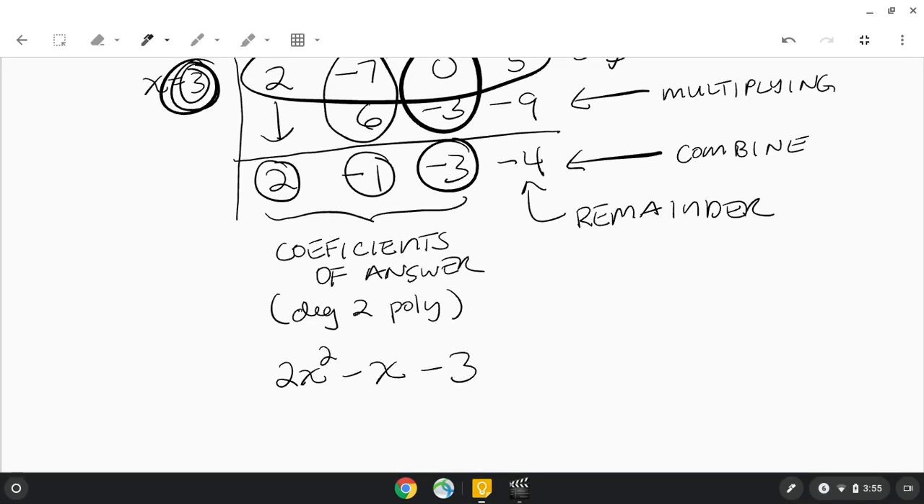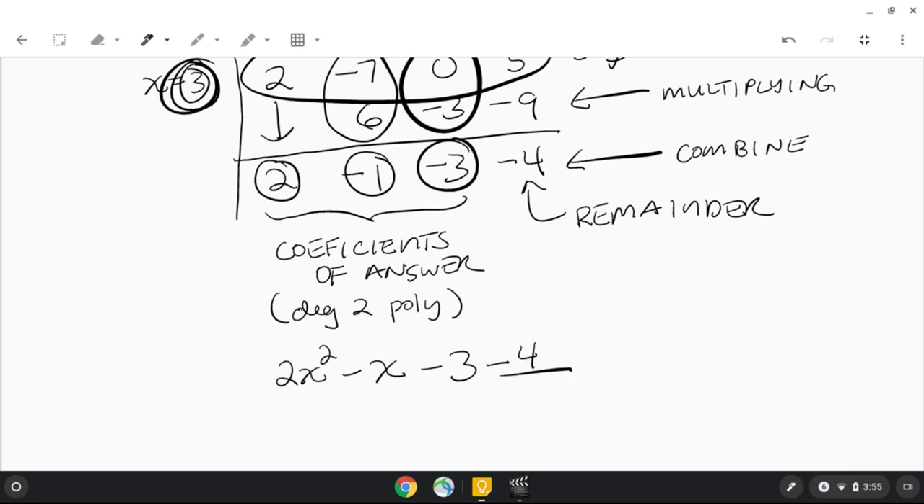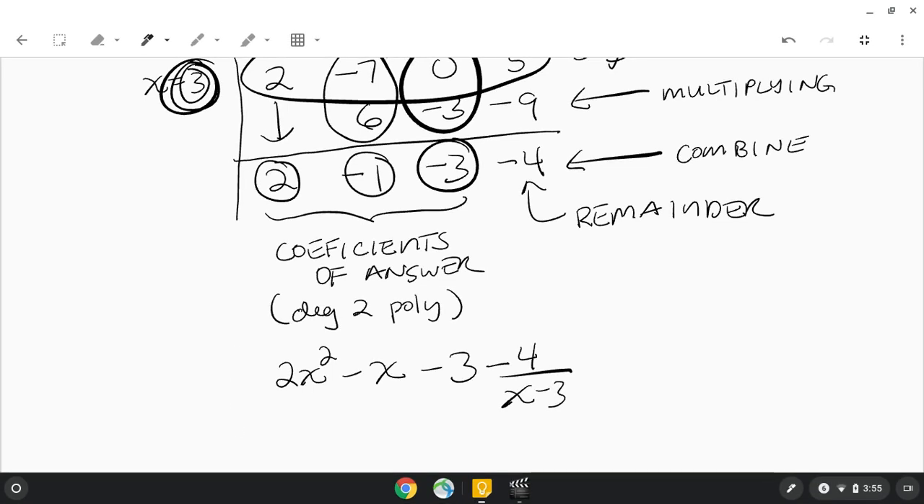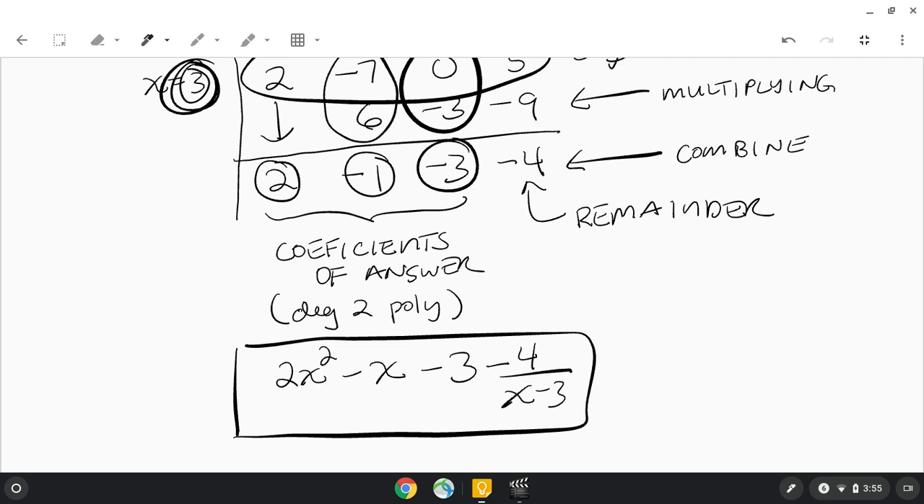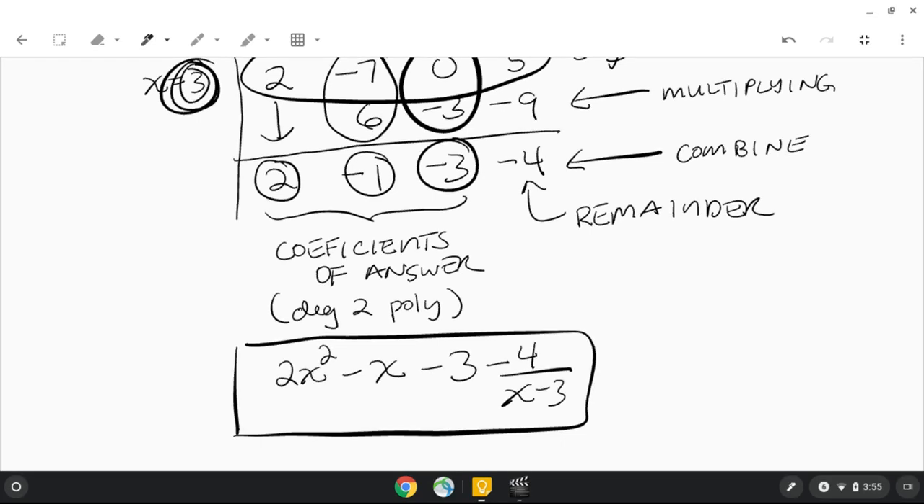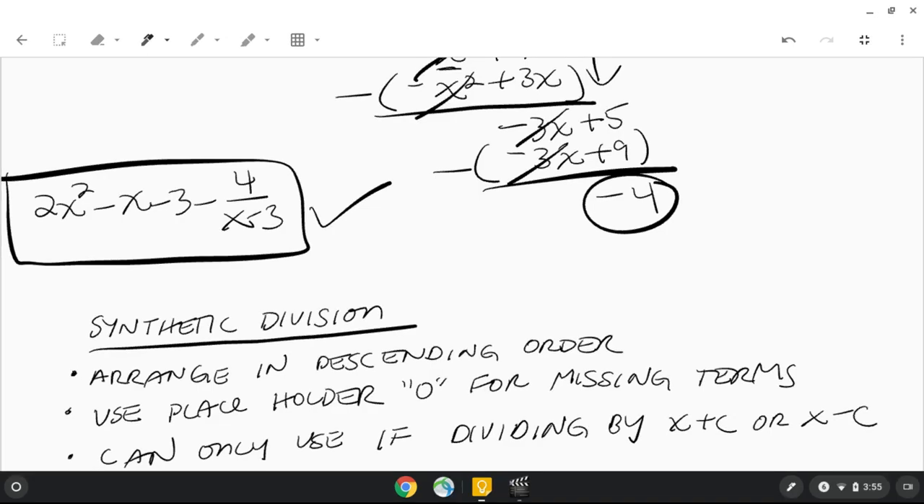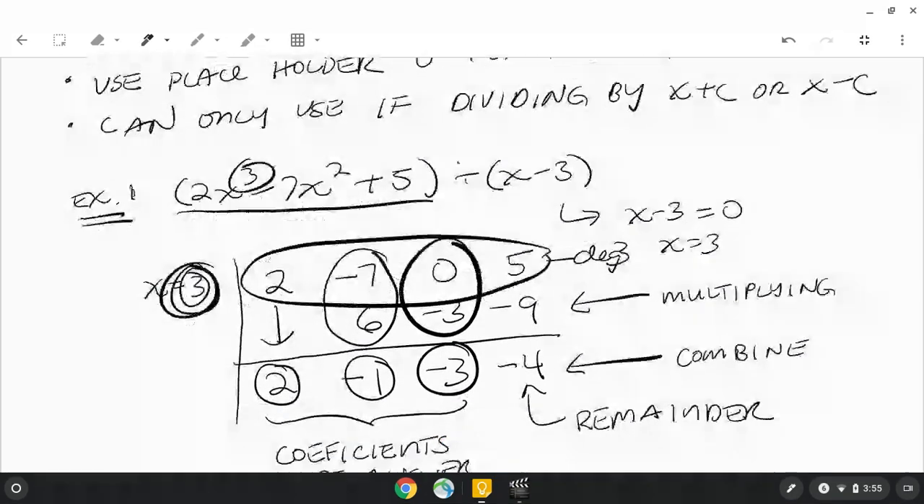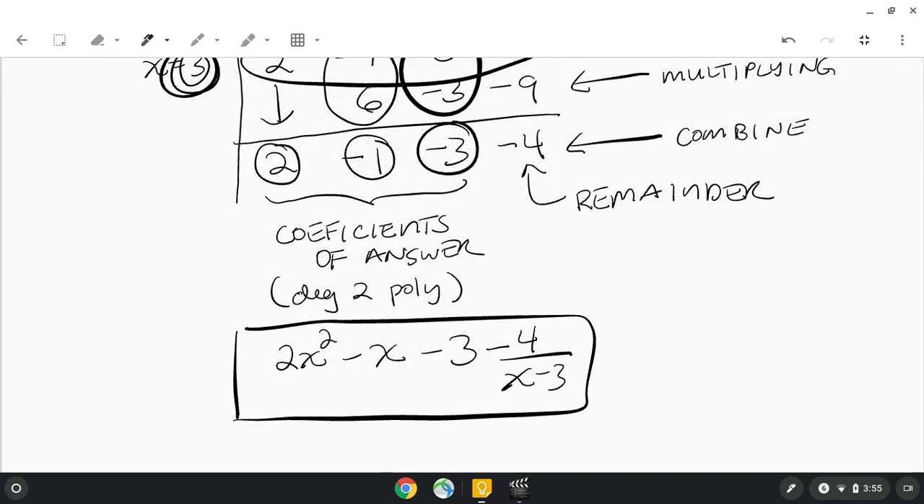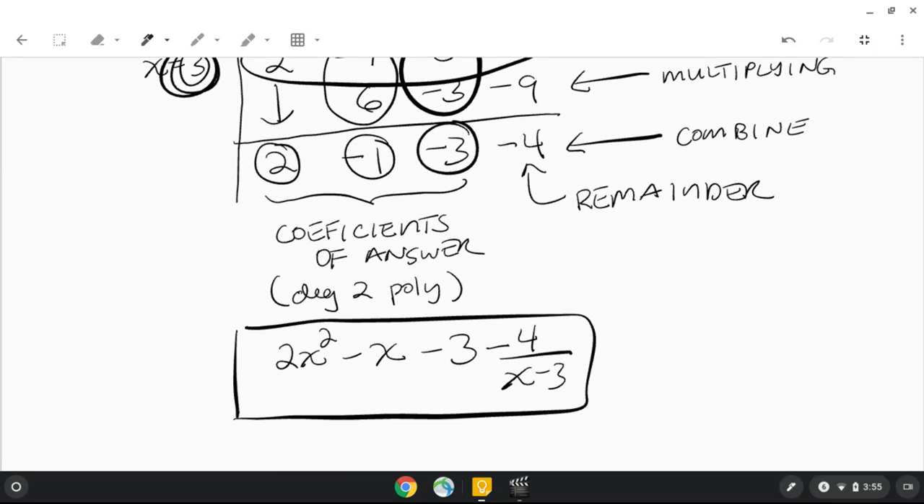And we always put it over what we're dividing by, and we're dividing by x minus 3. And you'll see this is exactly the same answer that we got when we did long division. Here it is: 2x squared minus x minus 3 minus 4 over x minus 3, which is exactly what we got here. All right, so I kind of worked that out step by step. So let's go ahead and take a look at another one.